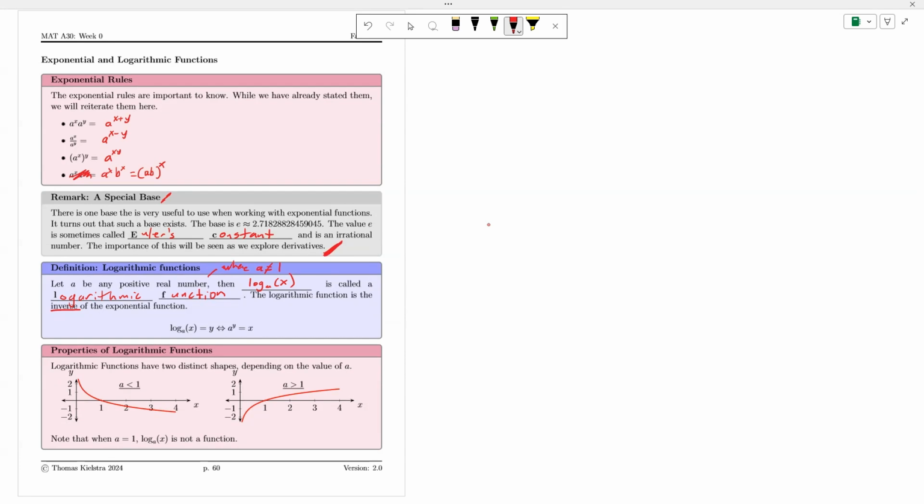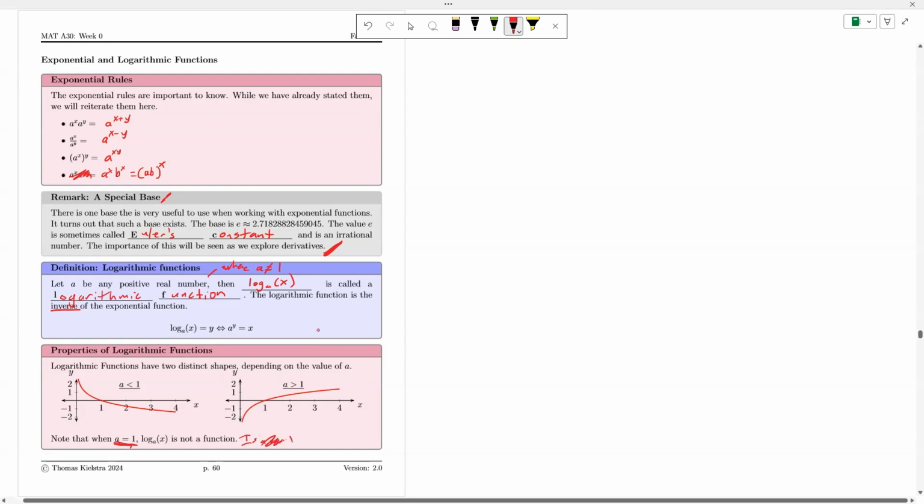And we'll explain why later, but we only have two options. We have a less than 1 and a greater than 1. And if a is less than 1, we get this shape here. And if a is greater than 1, we get this nice shape here. Note that when a equals 1, log base a of x is not actually a function. This is the vertical line x equals 1, which is not a function. It's a line, but it's not a function.